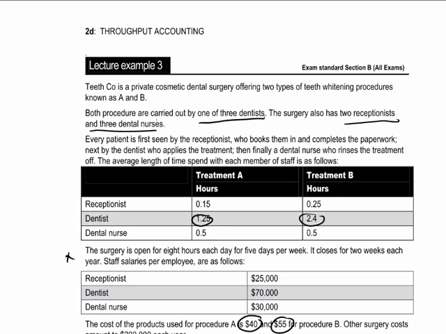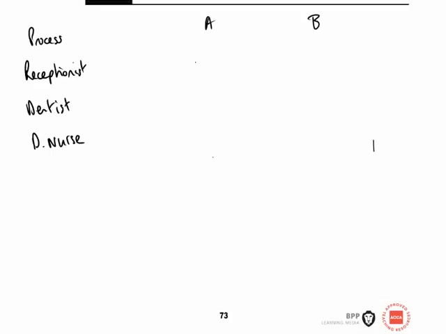In terms then of the dental nurse, we've got the 6,000 hours, at half an hour each, they could deal with 12,000 treatment A's. So I'm just going to pop all of that then into my capacity table. So 4,000 receptionist hours equating to 26,666 treatments. 6,000 dentist hours, which we worked out to be 4,800. And 6,000 dental nurse hours, which was 12,000.